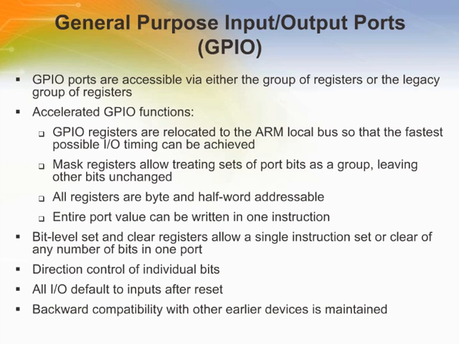All of these registers are located directly on the local bus of the CPU for the fastest possible read and write timing. An additional feature has been added that provides byte addressability of all GPIO registers. A mask register allows treating groups of bits in a single GPIO port separately from other bits on the same port.